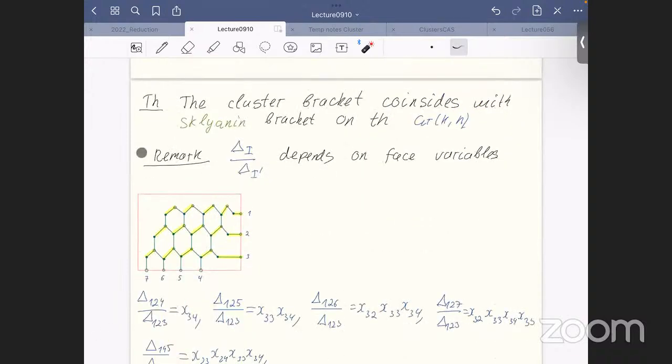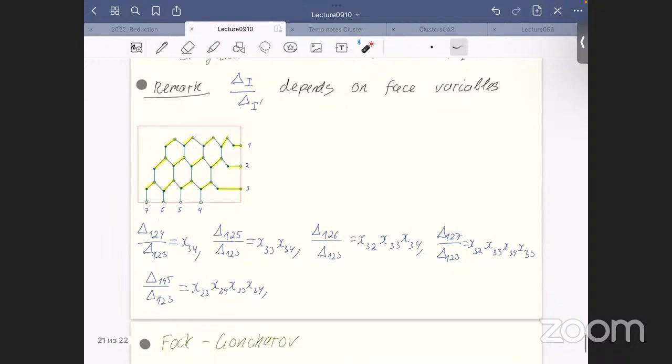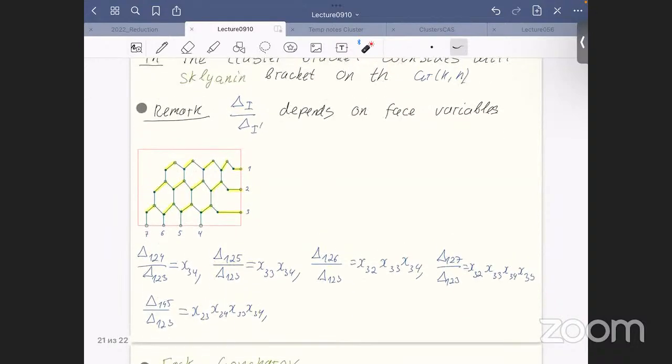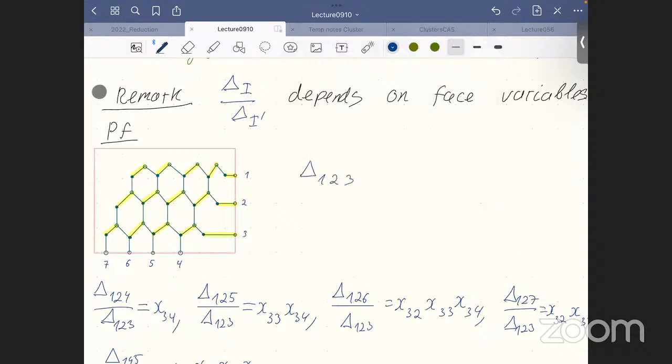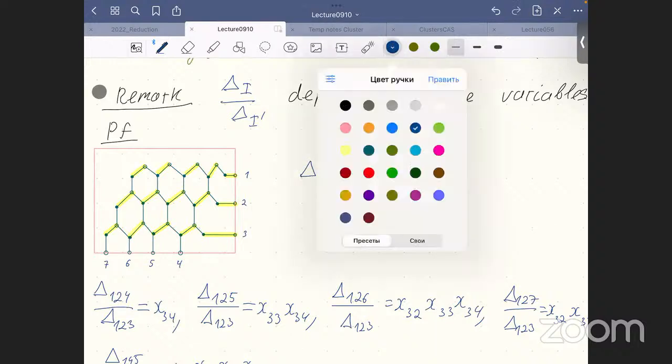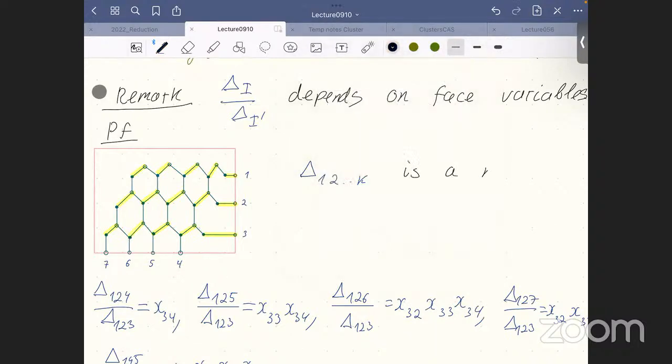Okay, I have to stop very soon, so let me explain it just a bit on this picture and leave everything else for the problems. First, what I want to explain here is that these deltas are dimer partition functions. And the very first dimer partition function corresponds to the points 1 to 3. So let's start with the proof. First, note that delta 1 to 3, or 1 to k, is a monomial.